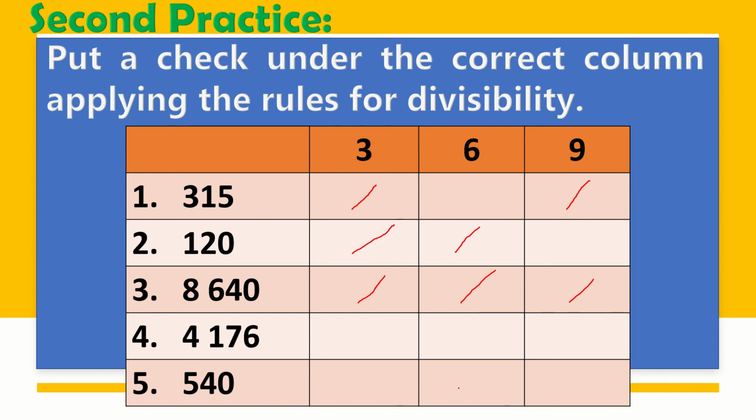How about number 4? Number 4 is also divisible by 3, divisible by 6, and divisible by 9. How about number 5, 540? For 540, it is divisible by 3, 6, and 9. So there you go. Did you get that? How many correct answers did you have? I know you have 5. Okay, let's go to the next practice.